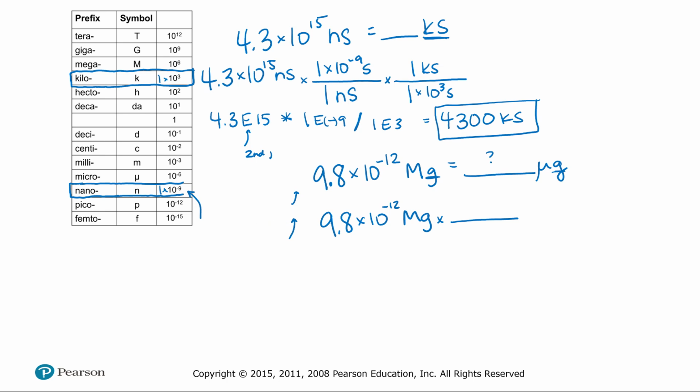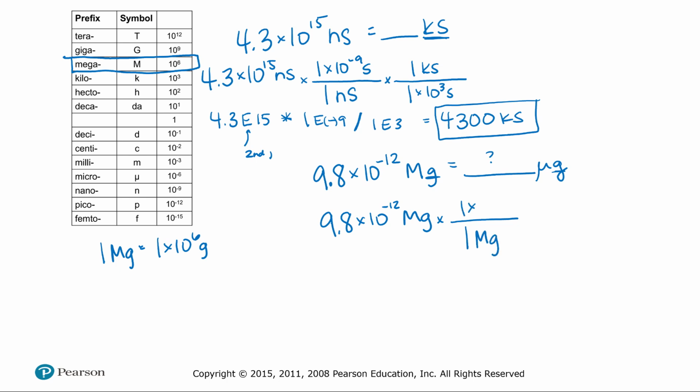I'm going to get rid of this stuff. There we go. So mega is up here. And so that's going to be 1 megagram is equal to 1 times 10 to the 6 grams. And so the megagram part goes on the bottom. And then I want to do micro. So micro is 1 microgram is equal to 1 times 10 to the negative 6 grams.